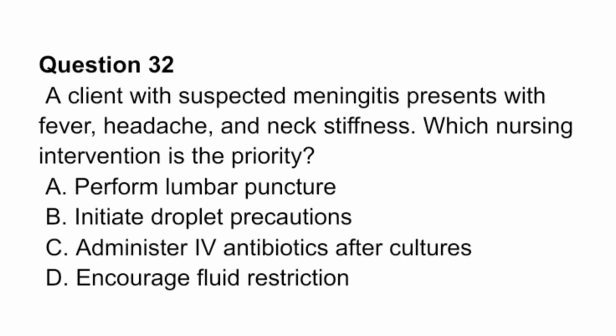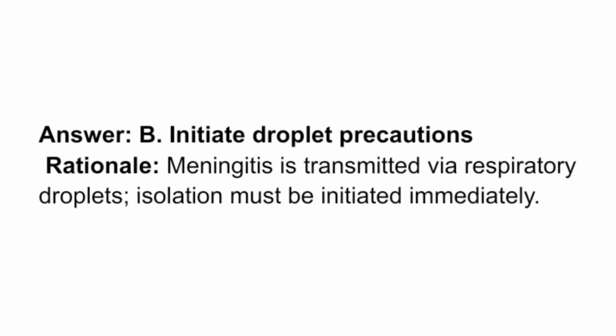Question 32. A client with suspected meningitis presents with fever, headache, and neck stiffness. Which nursing intervention is the priority? A. Perform lumbar puncture. B. Initiate droplet precautions. C. Administer IV antibiotics after cultures. D. Encourage fluid restriction. Answer: B. Initiate droplet precautions. Rationale: meningitis is transmitted via respiratory droplets. Isolation must be initiated immediately.